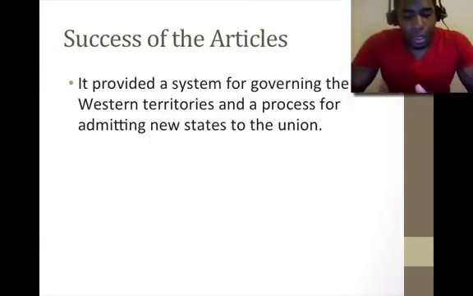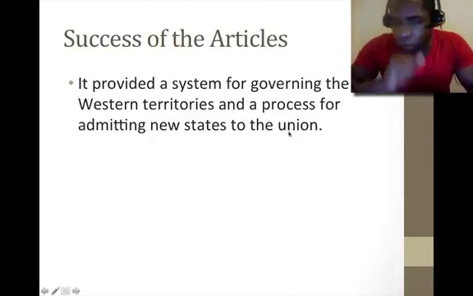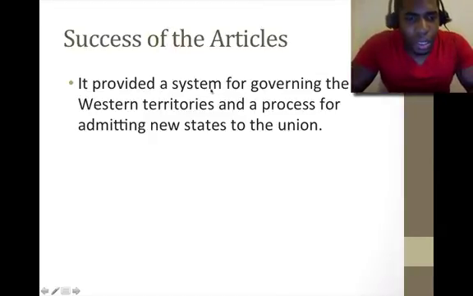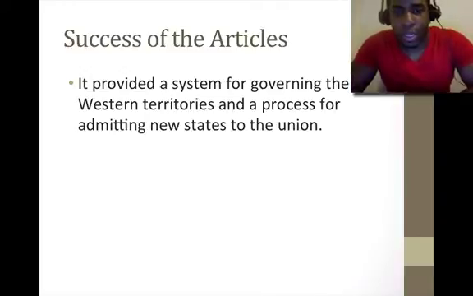Now, there was some success with the Articles of Confederation. There was a part of the Articles of Confederation that was actually good, and what it did was provide a system of governing the Western territories and a process for admitting new states into the Union. This is actually a good thing about the Articles of Confederation. What it did essentially was say, all right, in the Western territories, like near the Mississippi River, this is how we're going to handle the Native Americans, and this is how we're going to handle new states joining the United States. So that portion of the Articles of Confederation was actually good.